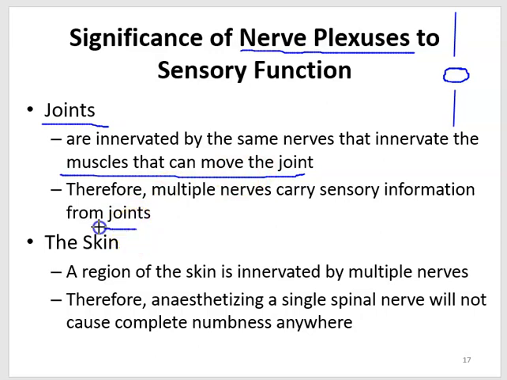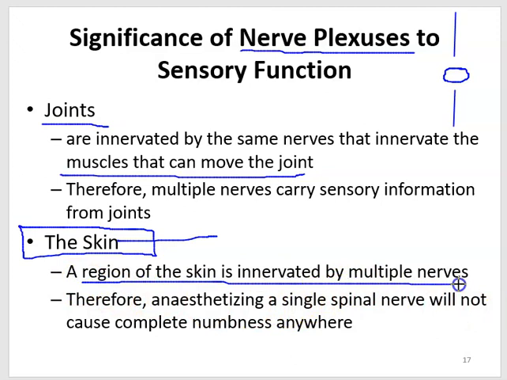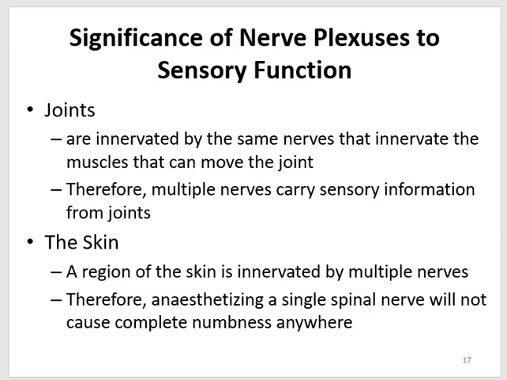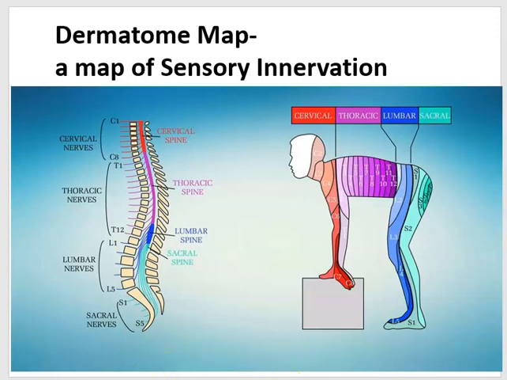But more important, I think, is this sensory component of the skin, or maybe even visceral sensory, but sensory of the skin. And that is that a certain region of the skin is innervated by many different nerves. Okay, 3 typically, maybe more. And therefore, if you just anesthetize a single spinal nerve, you won't cause numbness in the skin anywhere because of the overlap. We do know kind of what parts of the skin are innervated by different sensory neurons.